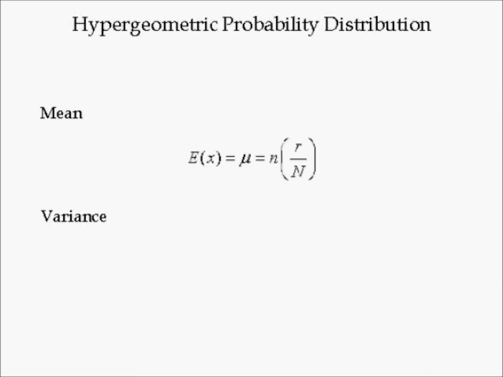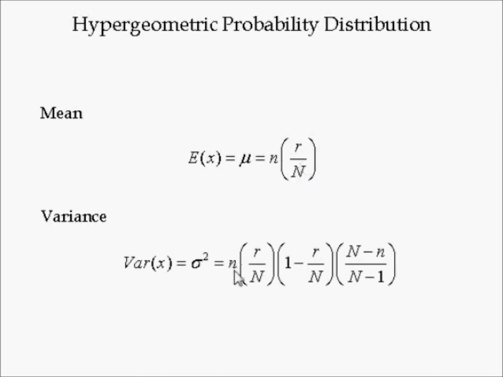The mean of the hypergeometric is n times R divided by capital N. Now remember, if N is really, really large, R is going to be really, really large. R is the number of successes, N is the population size. So if N is big, R is probably going to be pretty big too. R divided by N is just p, so this is just n times p. So hypergeometric and binomial have the same expected value.